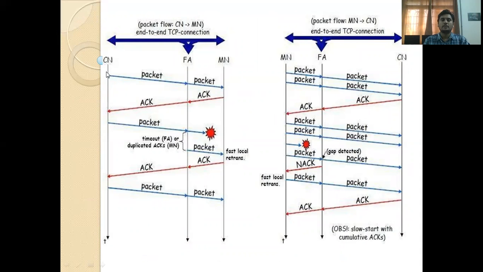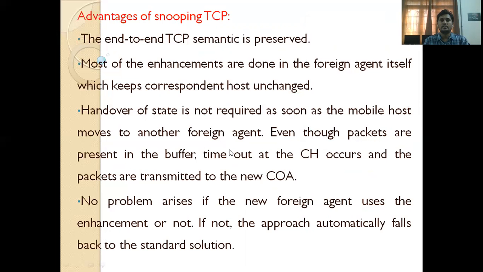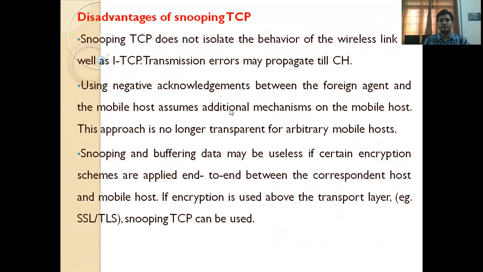So the correspondent node is the fixed host, and the mobile node is the mobile host. The fixed host wants to transmit a packet to the mobile node, the packet is transmitted and an acknowledgement is received. In case of any failure in packet delivery, there is no need to go back to the fixed host. Here the access point transmits the data packet. That is what we discussed in the last session.